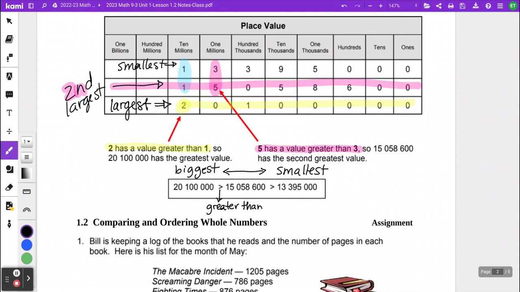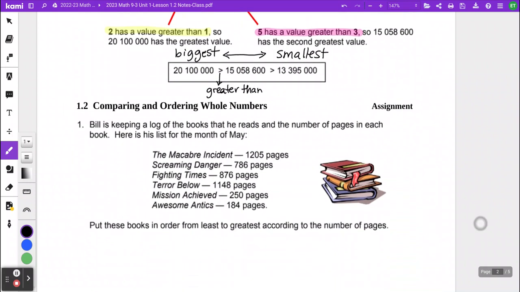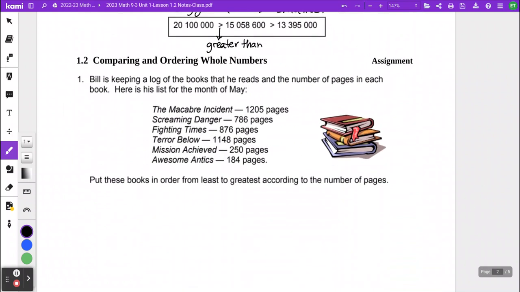All right, let's go into the assignment. This is your section now to practice this stuff. Okay, so that is the end of lesson 2. Now it is time to work.